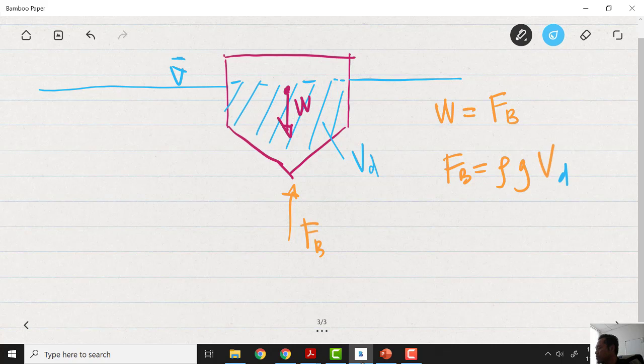Which one is the volume displaced? Only the volume here. It does not include the entire volume of the physical object. Only this volume, which is VD. I will go through an example later.